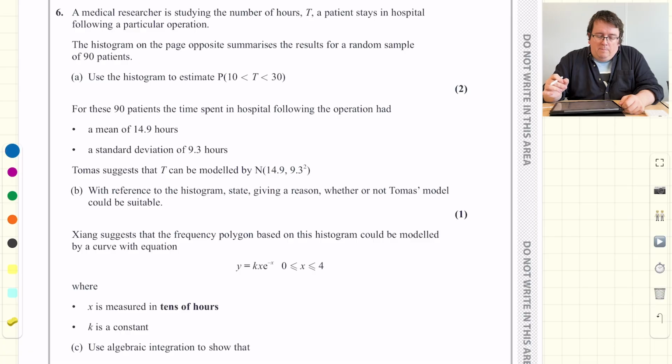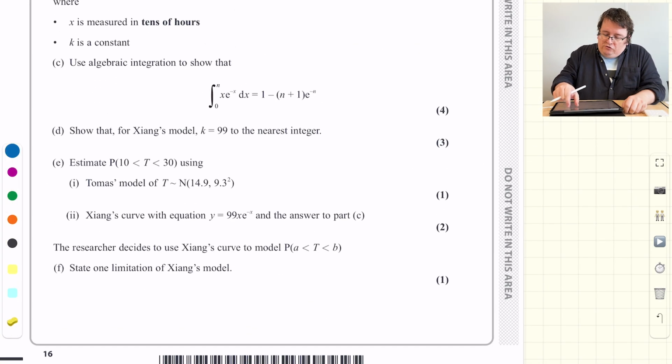Okay, so this is question number 6. A medical researcher is studying the number of hours T a patient stays in hospital following a particular operation. The histogram on the page opposite summarises the results for a random sample of 90 patients. Part A, use the histogram to estimate the probability of T being greater than 10 but less than 30. Right, let's go to the histogram.